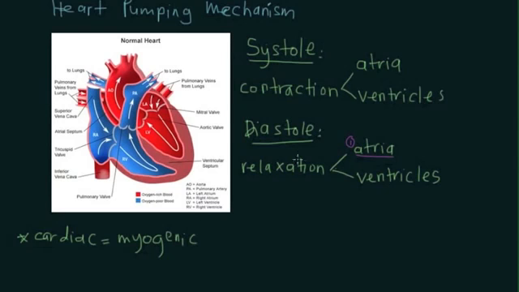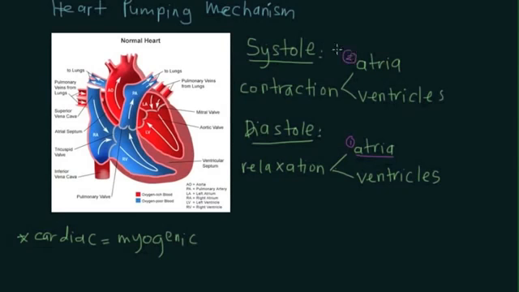So we start with the relaxation of the atria. Both atria will relax at the same time, thus blood will start flowing into them, both deoxygenated blood as well as oxygenated blood. Now we move on to the contraction of the atria.